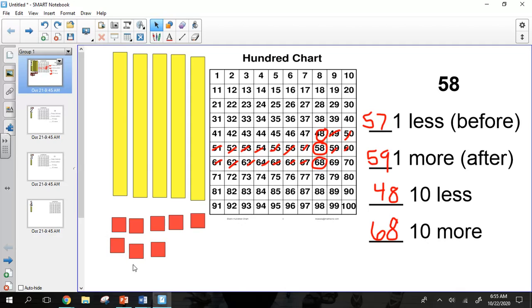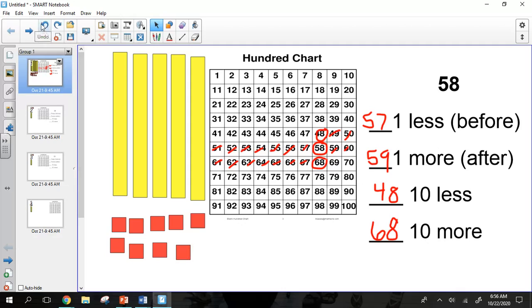So when I say one less, I am taking one of these off. So watch, I'm just going to take one of those away. And now I have 57. So just like I showed there, I took one off. I'm going to add that one back now because my starting number is 58. All right, what happens if I add one more? I'm changing my ones digit because I'm adding a 1. So now I have 59.